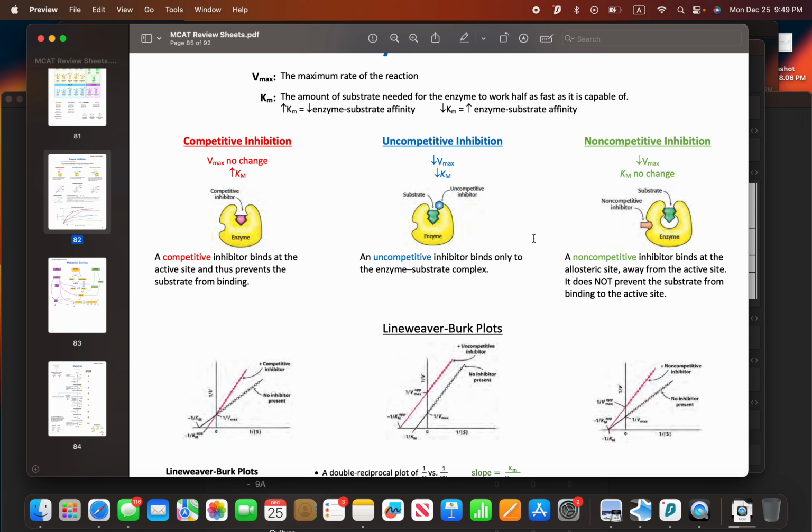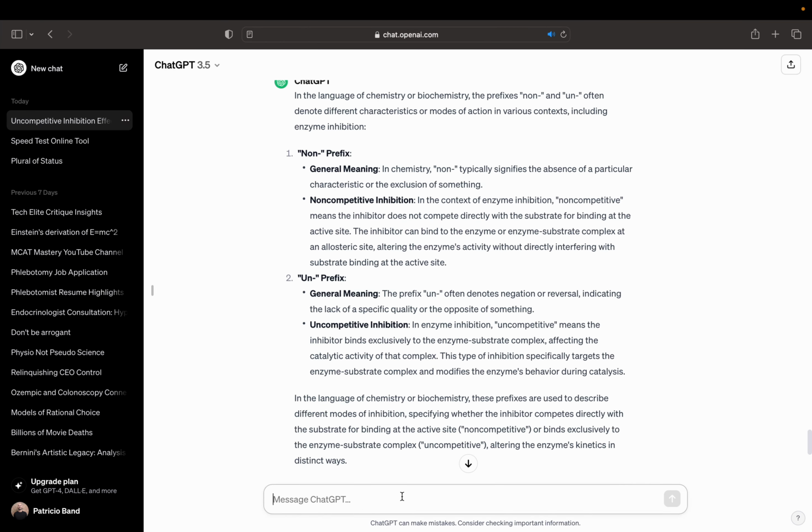And oh, we forgot to ask why. So now, why does non-competitive inhibition result in reduced Vmax and no change in Km? Use an analogy with cars and passengers.